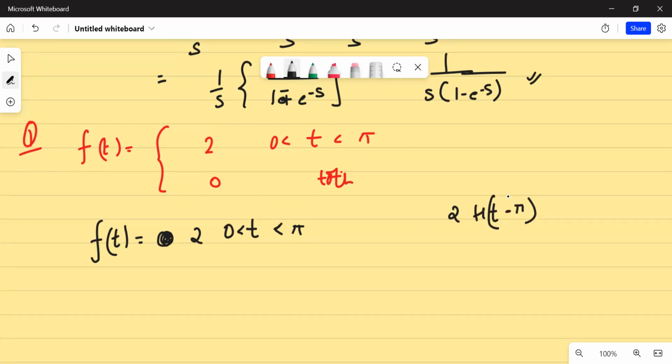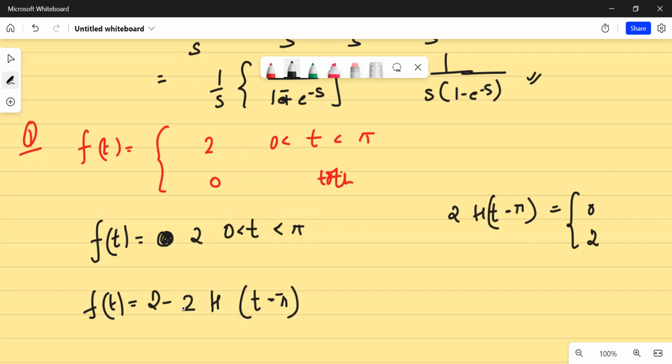that if my t lies between 0 and pi, this is equal to 0, and if t is greater than pi, this is equal to simply 2. Is that clear? And I have to somehow express it in this fashion, that for t greater than pi, it should be 0 also. So what I'll do, I'll simply write 2 minus 2 times the Heaviside function t minus pi.